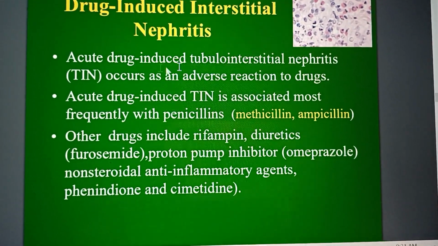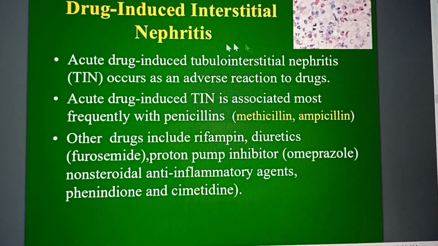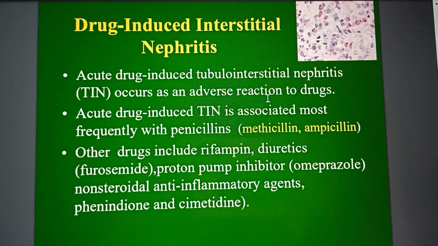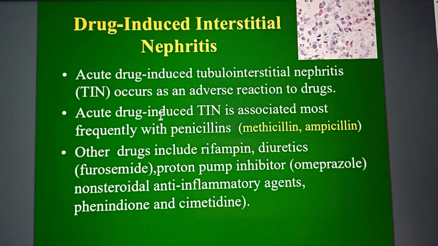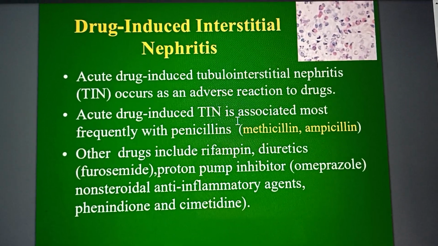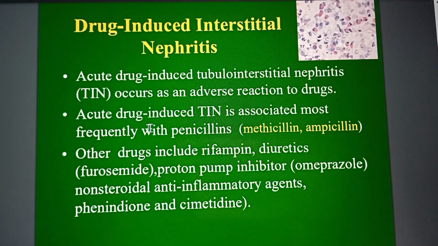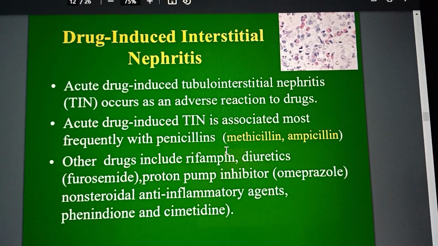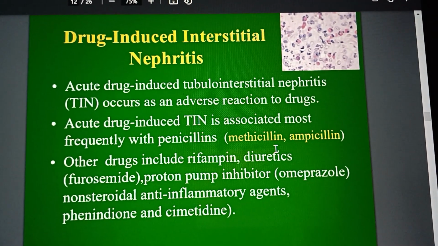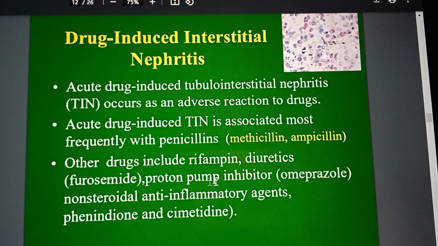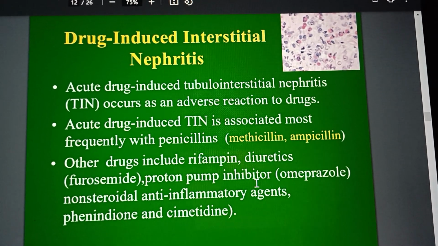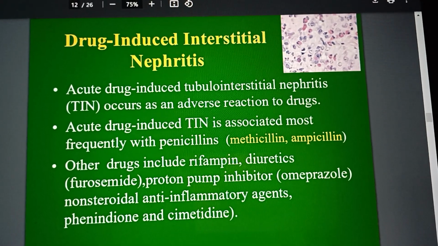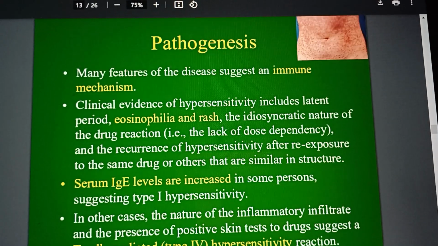So when we say drug induced, here the inflammation is occurring as an adverse reaction to the drugs. And what are the names of the drugs? The most important drug associated is penicillin, and the names of the penicillins can be methicillin and ampicillin. There can be other drugs, which can be diuretics, proton pump inhibitors, and non-steroidal anti-inflammatory drugs. So remember the name and the example of it.